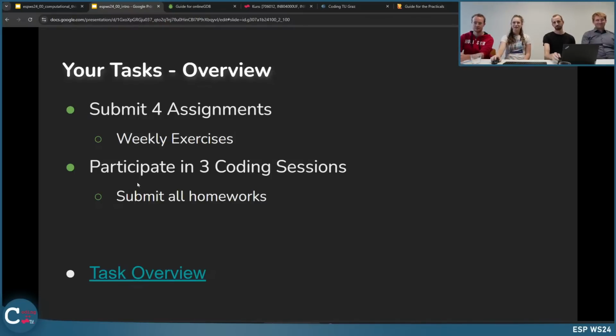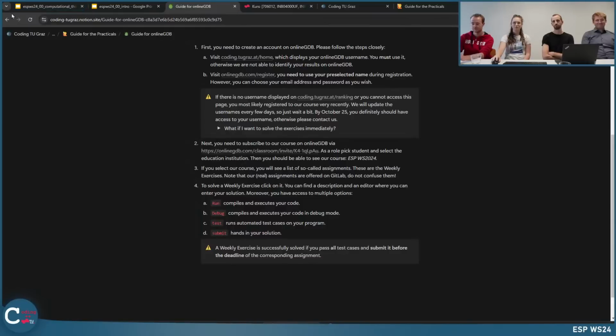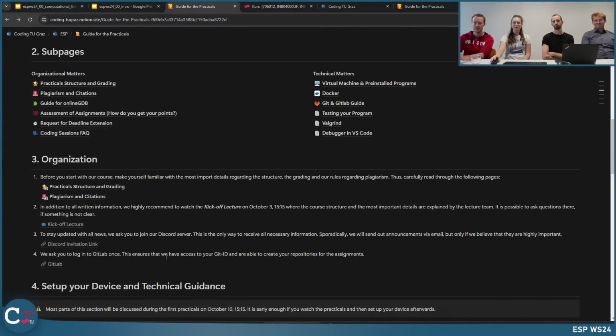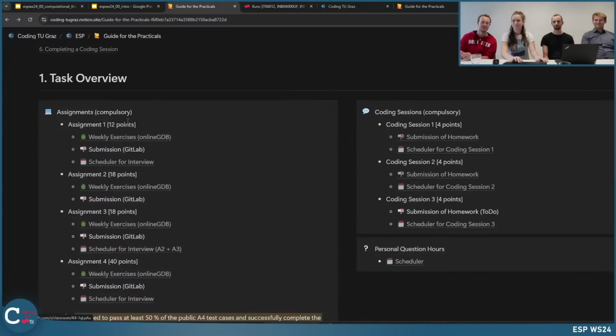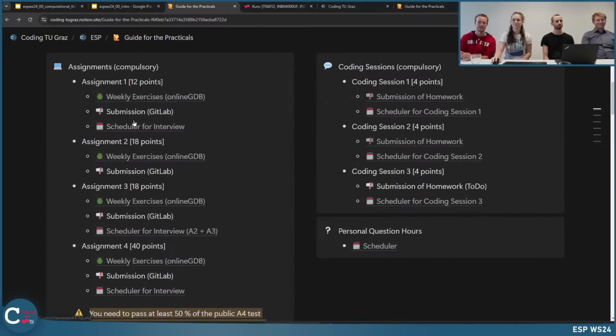And we have this task overview. I think you already opened it here, in the guide for the practicals, which really nicely shows all the things you have to do and where you have to submit it. Maybe increase the size a bit, because I'm not sure whether everyone can see it otherwise in the stream. Okay, so you have these assignments here.